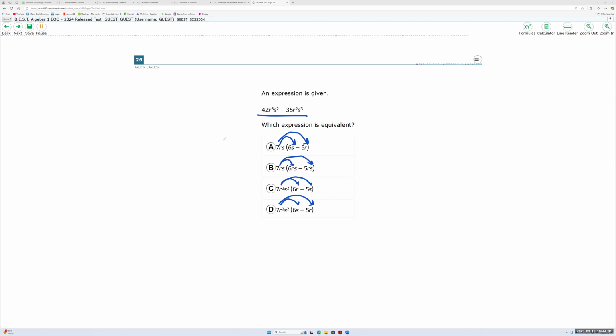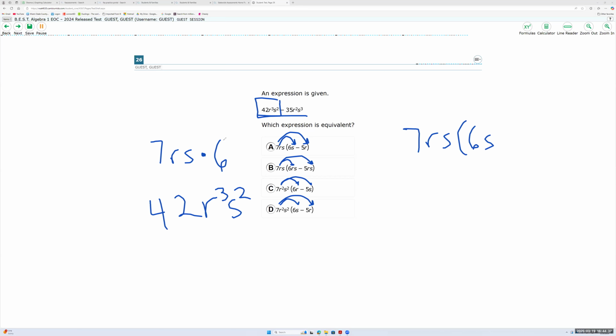So I know that if I multiply 7 times 6, that's the first part of the distribution. I know that 7 times 6 is 42, and I have the same 7, 6 in all choices. So I have 42. But what I need besides 42 is an R to the third power and an S to the second power. So we're going to look at the first choice, 7RS times 6S. That's going to give me 1R and 2 factors S, so that's S to the second. That's not what I need.